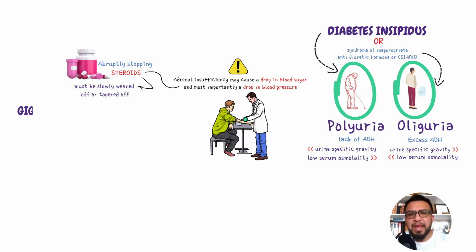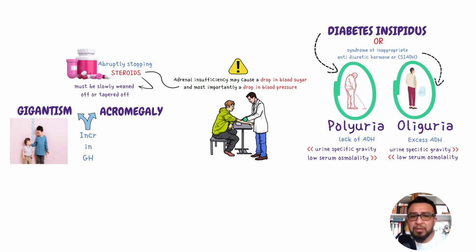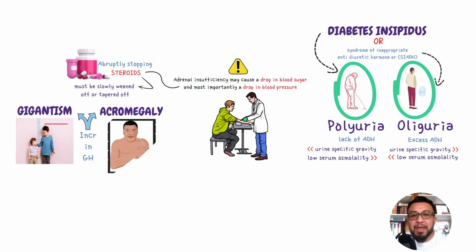Gigantism and acromegaly are both caused by an increase in growth hormone. However, gigantism occurs during childhood, before the epiphyseal plates have fused. So these kids get really big, really tall. And acromegaly occurs in adulthood, where the epiphyseal plates have already fused. So these patients don't necessarily get taller, but their hands, feet, and other features get more robust and large.